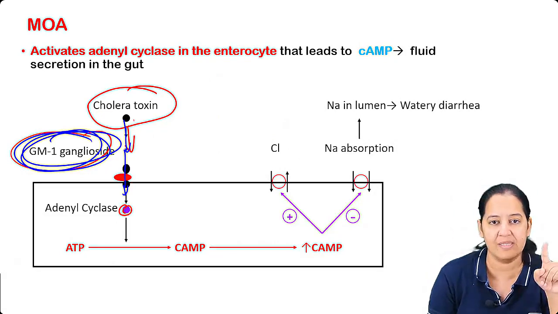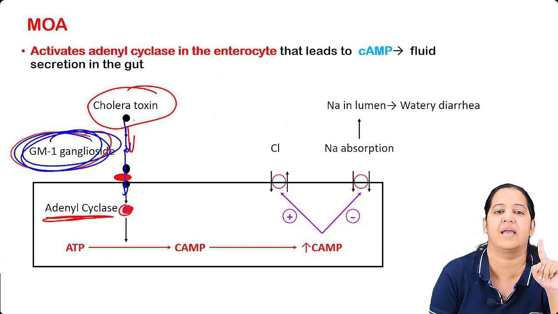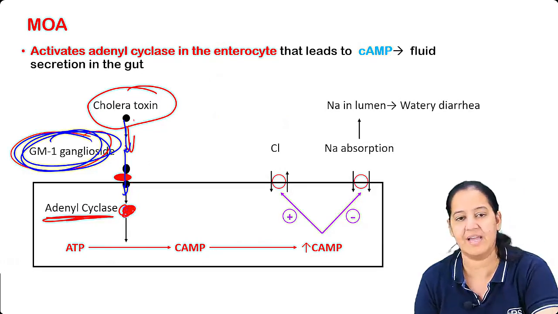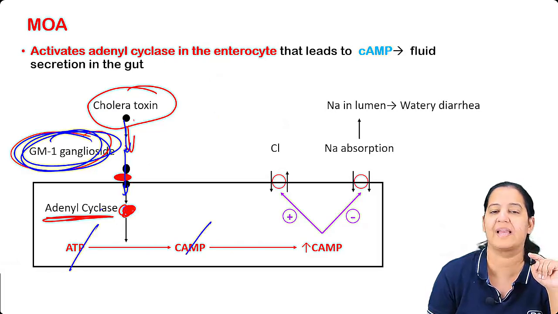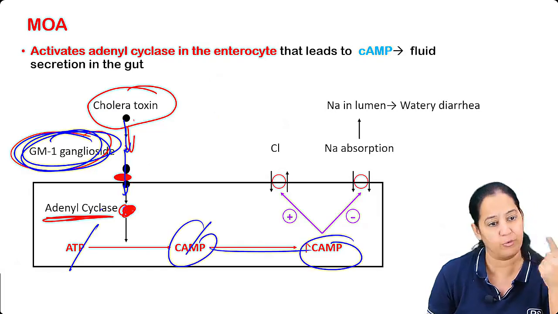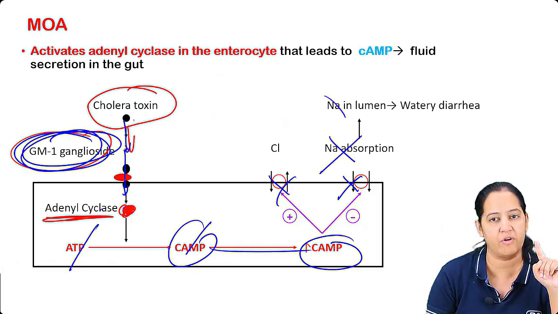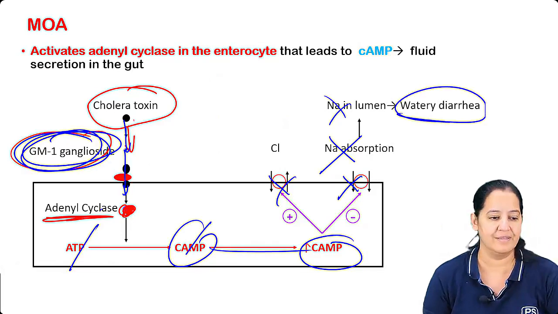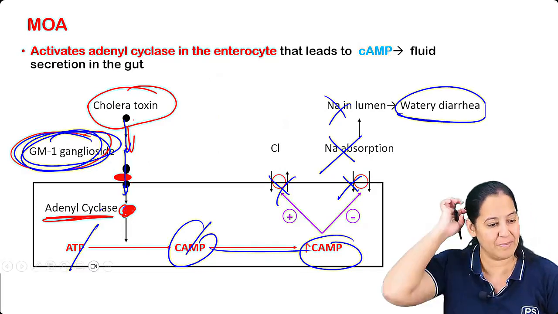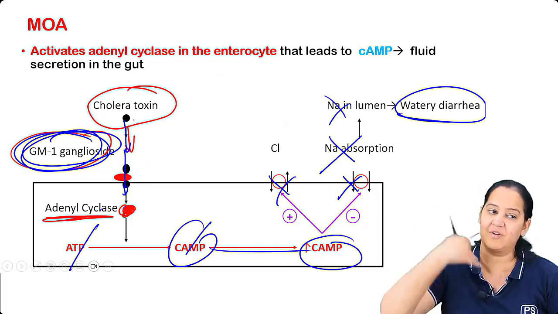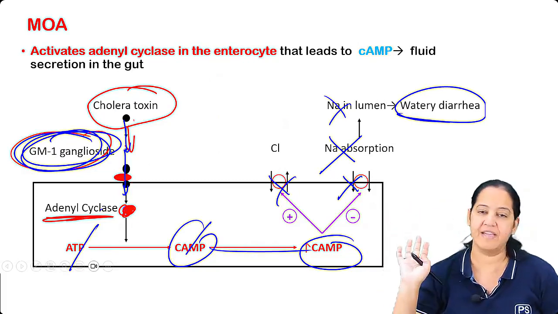After entering inside, it stimulates adenyl cyclase. Adenyl cyclase converts ATP to cyclic AMP. Cyclic AMP increases. It inhibits the sodium channel. So sodium will not reabsorb. Water will not reabsorb. It will cause diarrhea. Sodium and water will remain in the lumen only, and in the lumen they will cause diarrhea. Got it? This is the mechanism of action.